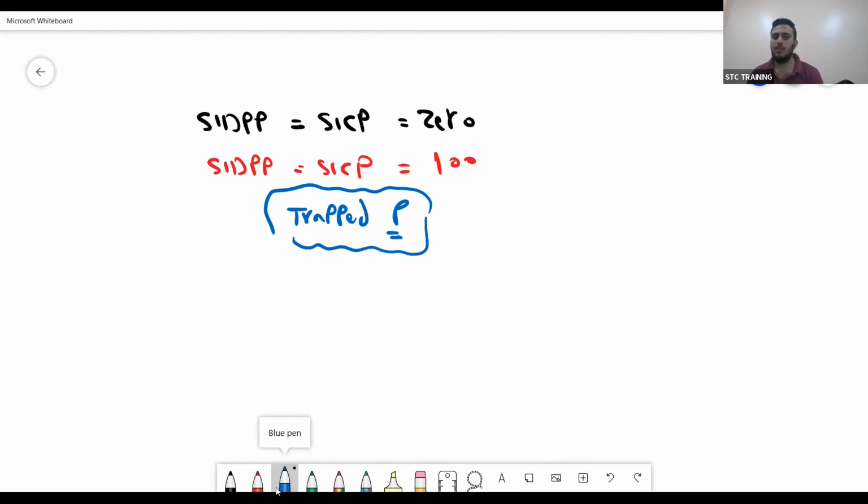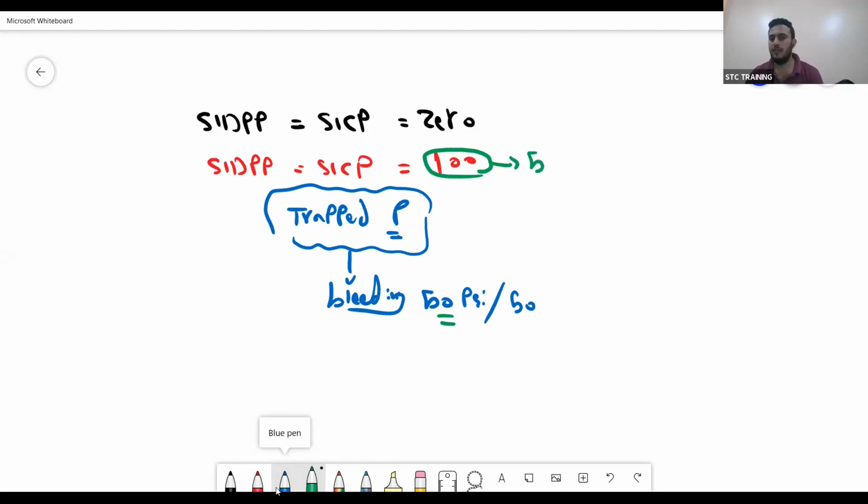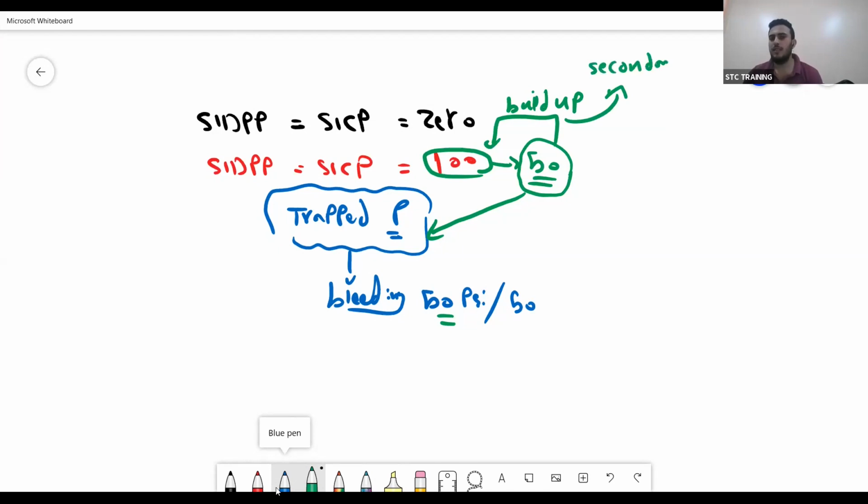As we just mentioned, start bleeding 50 psi by 50. Once bleeding 50, this 100 is supposed to be 50 psi. If it stays at 50 with no build up, so this is trapped pressure, no build up. But if there is build up again to 100, it will be a secondary influx.